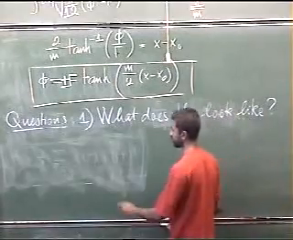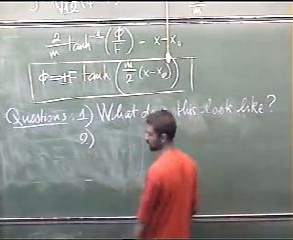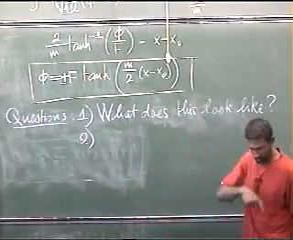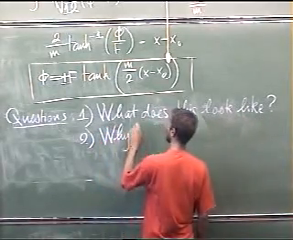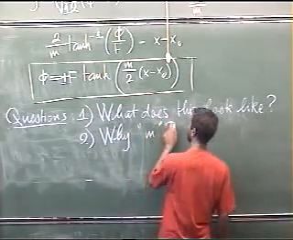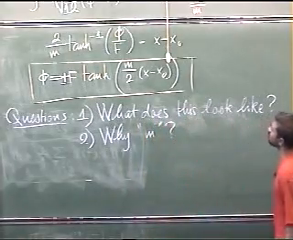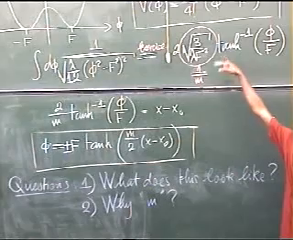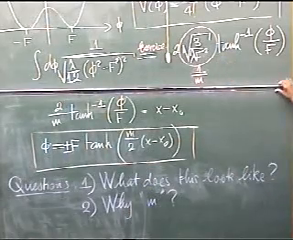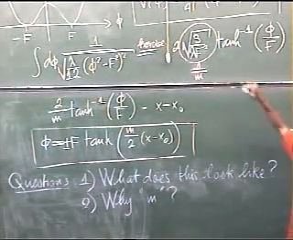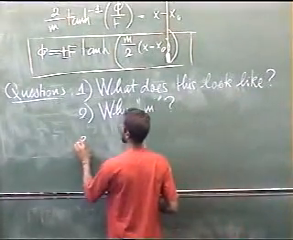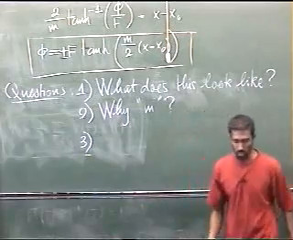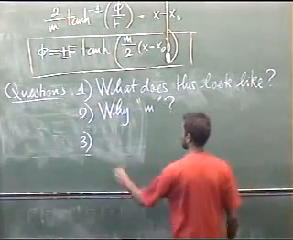What does this look like? Why did I call this particular bunch of constants 1 over m? If I just invert it, why did I call it m? Why m? And 3, what's so special about the solution?